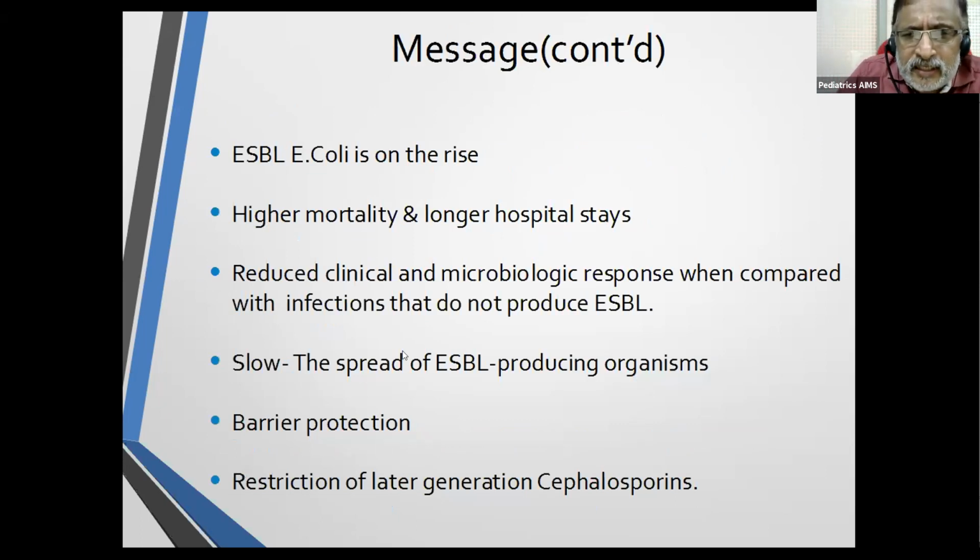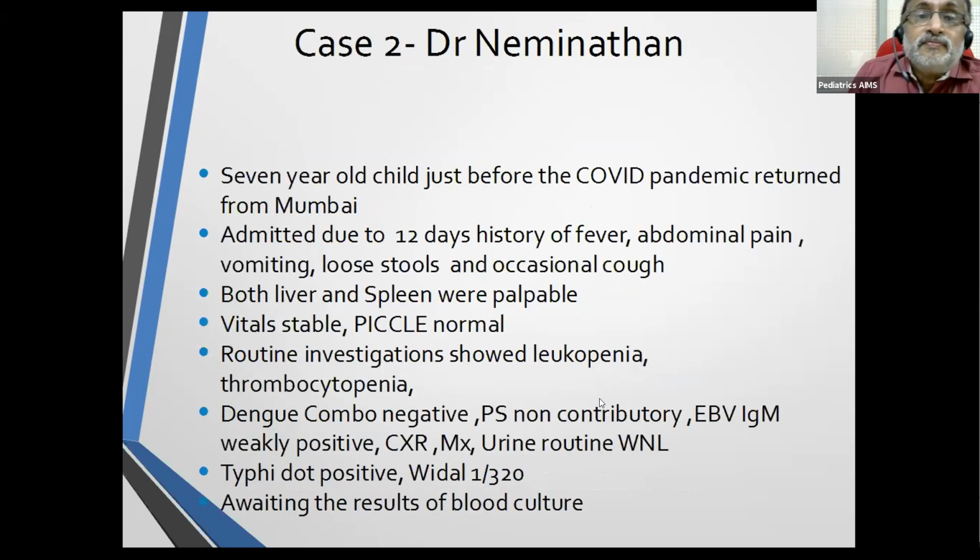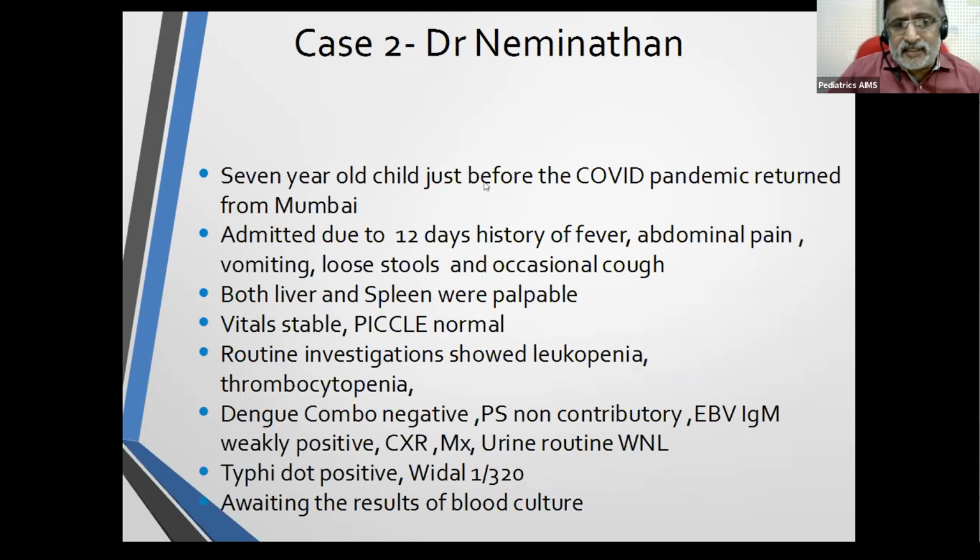Now, another important thing is that E. coli is on the rise. There is higher mortality and longer hospital stay due to ESBL organisms, and reduced clinical and microbiological response when compared with infections that do not produce ESBL. You can slow the spread of ESBL by barrier protection, as she said earlier, and restriction of third generation cephalosporins.